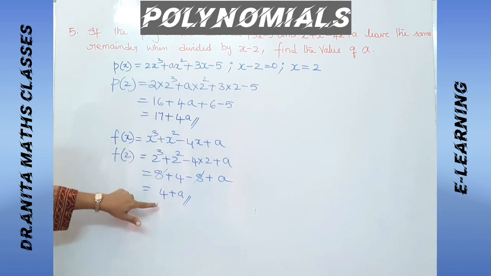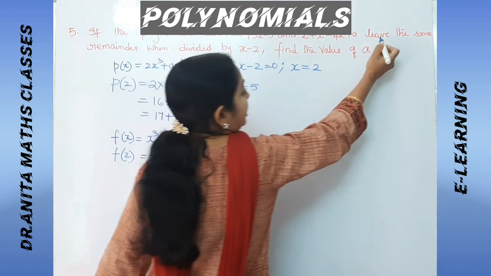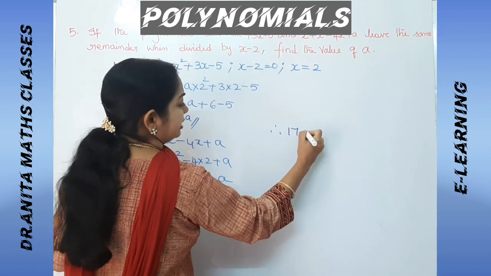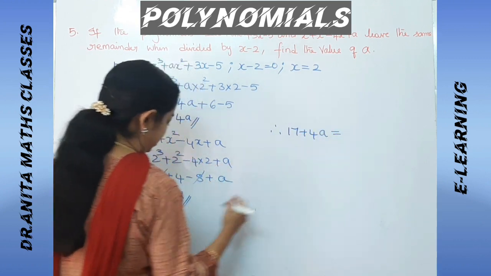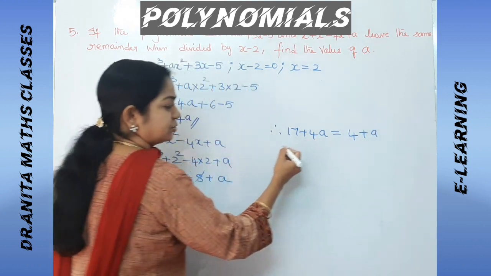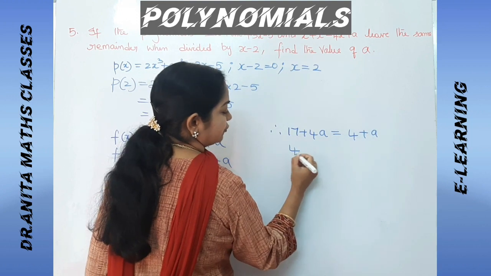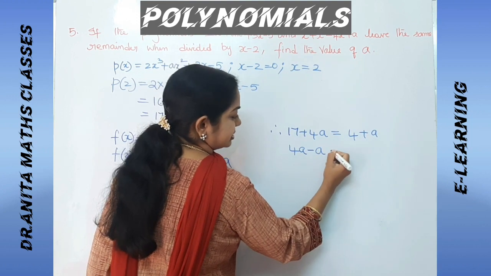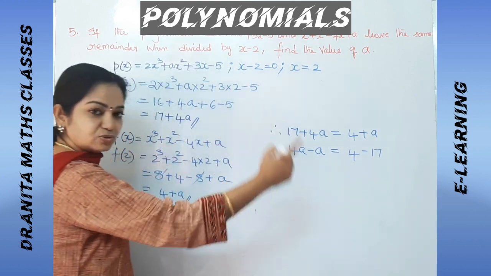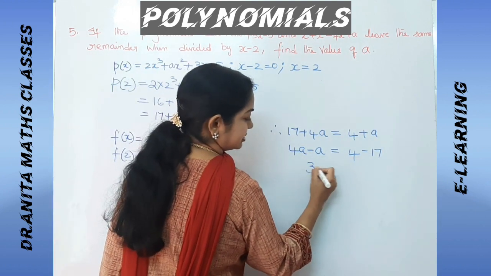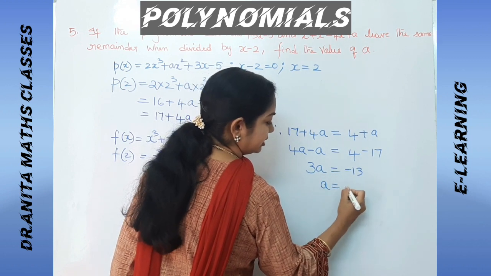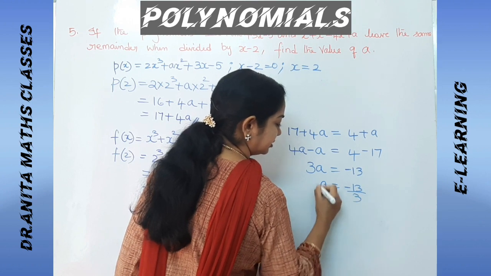So both the remainders we have to equate, because they leave the same remainder. Therefore 17 plus 4a equals 4 plus a. The a terms we bring to one side and the constants to the other side. So 4a, if you bring it here, minus a, and 4 stays as it is, minus 17 to the other side. Constants on one side, a terms on the other, this is 3a equals minus 13. So the value of a is minus 13 upon 3.